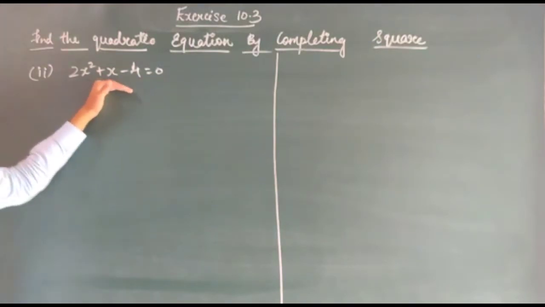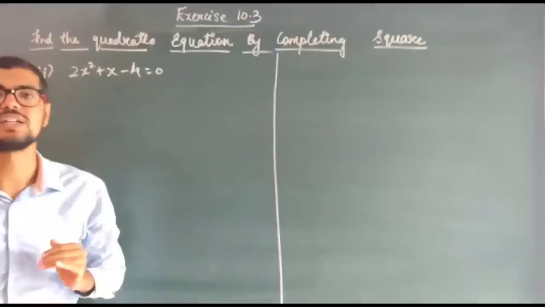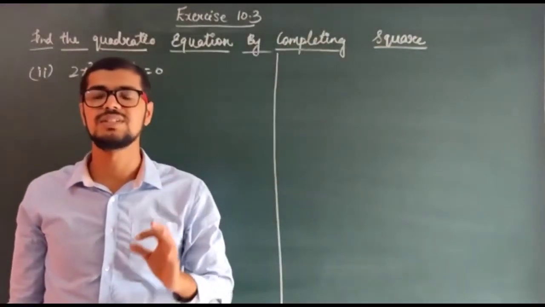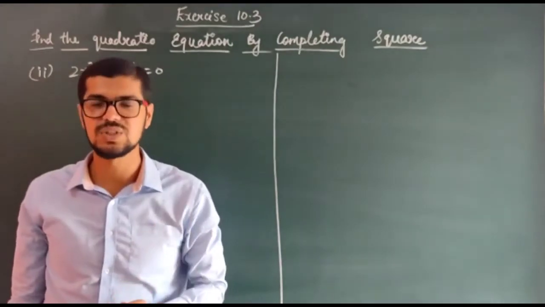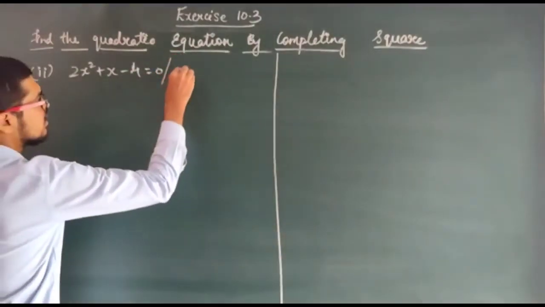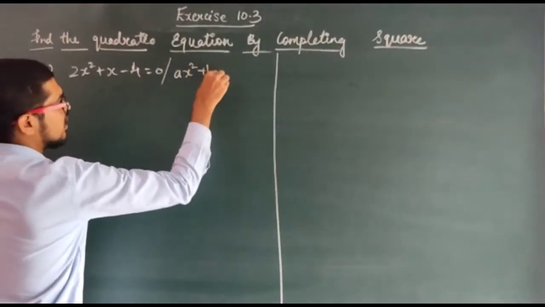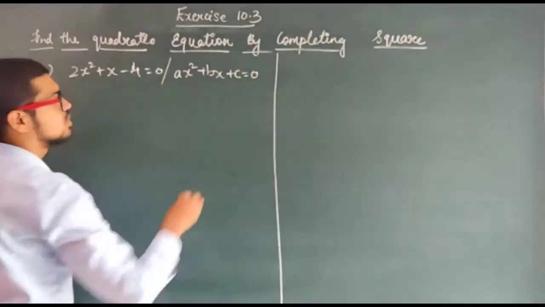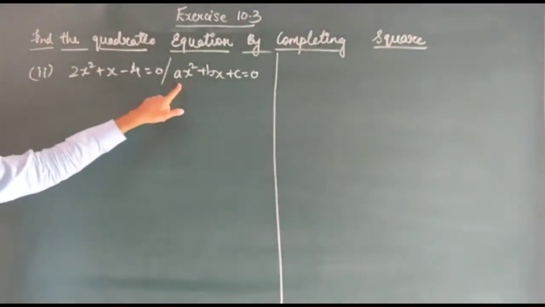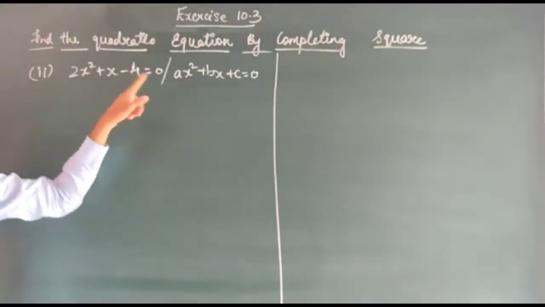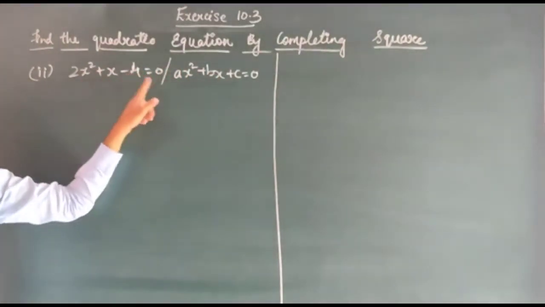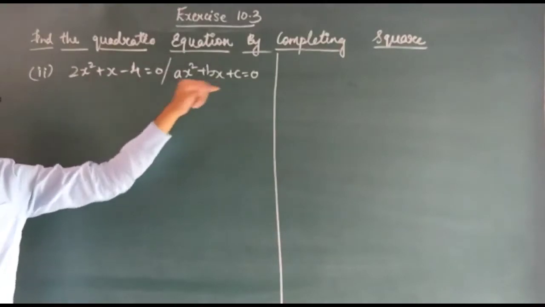Now what is my first step in order to solve this quadratic equation by the completing the square method? The first step is checking whether the equation is quadratic in nature. So I write it over here. The general form of a quadratic equation is ax² + bx + c = 0. Now compare this with the given question. Here a is 2, b is 1, c is −4, equal to 0.